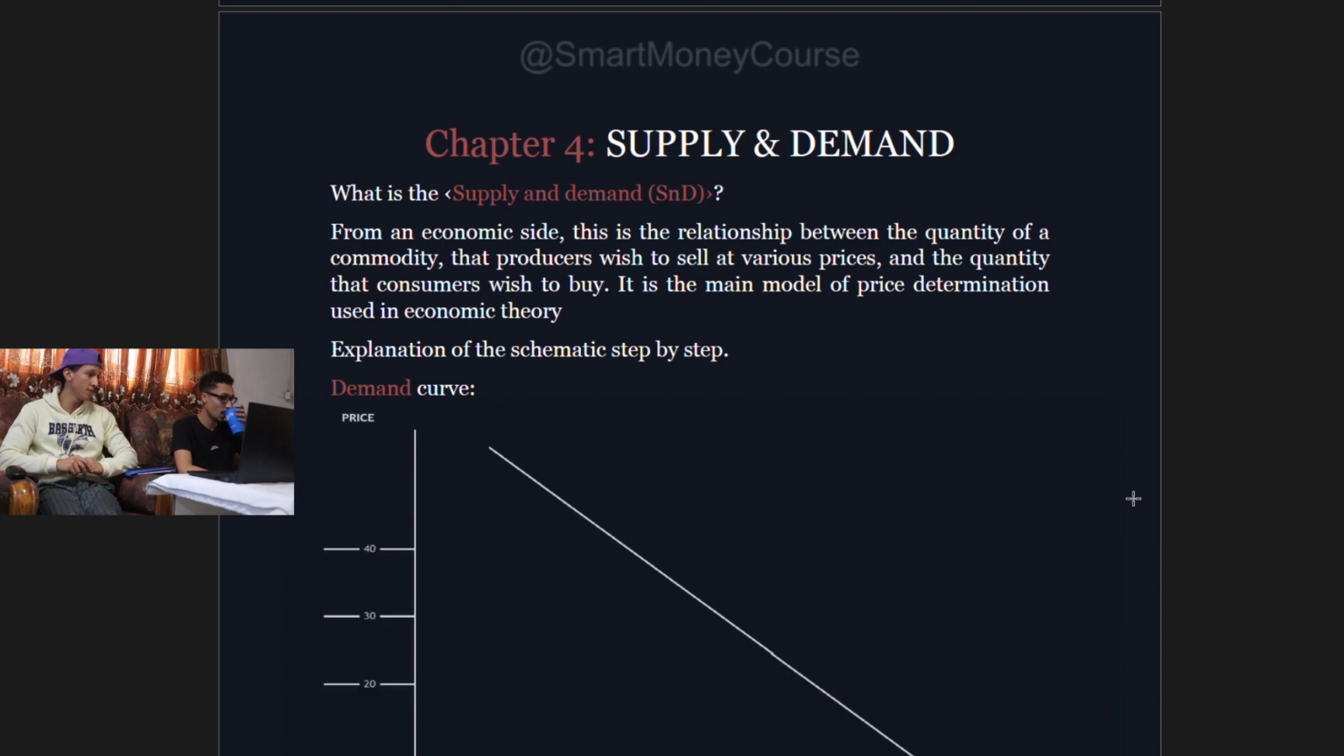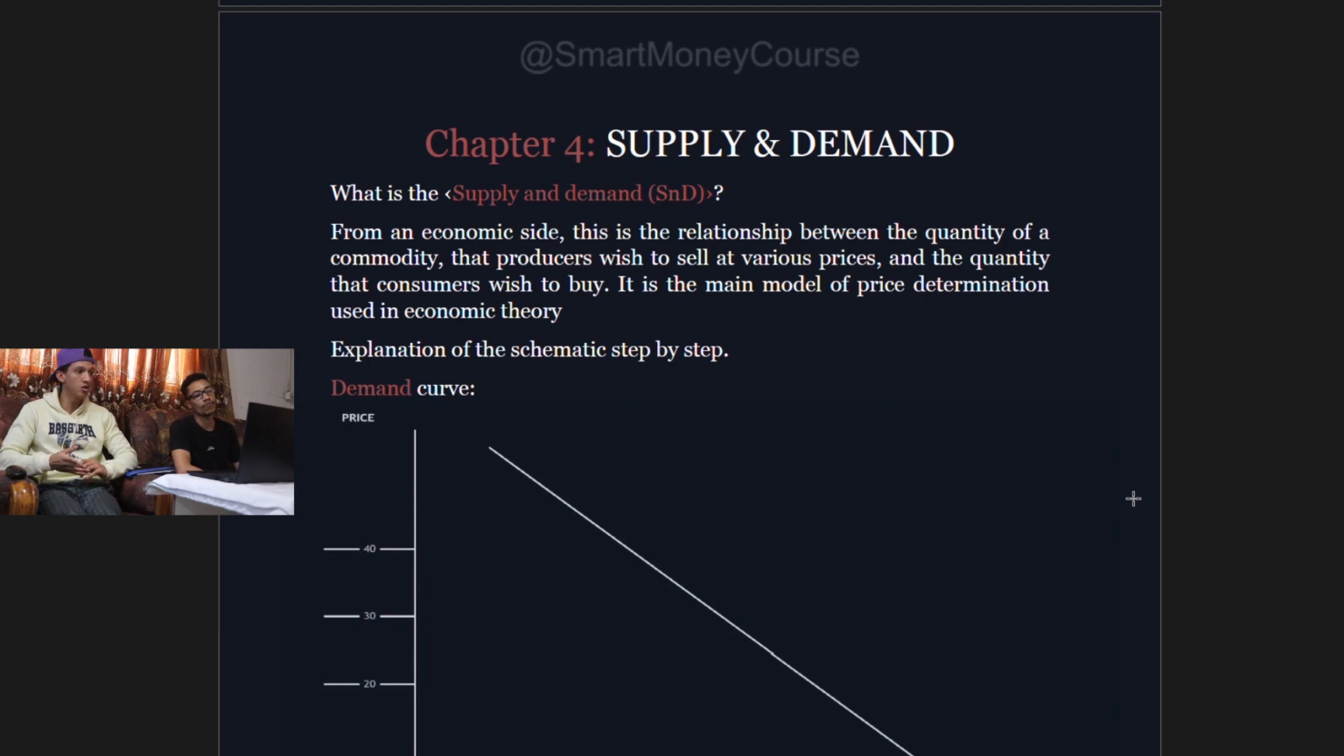So today we're basically covering chapter 4. We've covered the first 3 chapters so far: liquidity and market structure. Today we are covering supply and demand, which some might argue is the biggest, or second biggest, chapter in the SMC strategy, because it's quite a lengthy chapter.